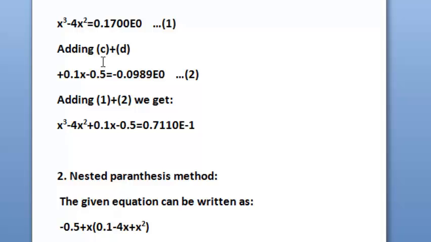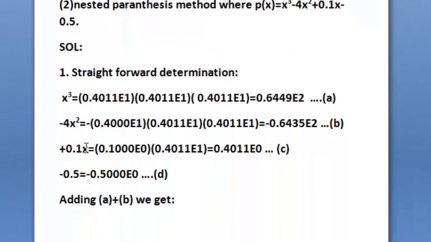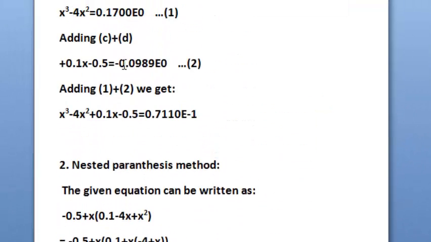Now adding equations C and D, which is 0.1x minus 0.5, we get minus 0.0989 E0. Now adding equations 1 and 2, we get the whole equation value 0.7110 E minus 1. This is our final value of the equation.